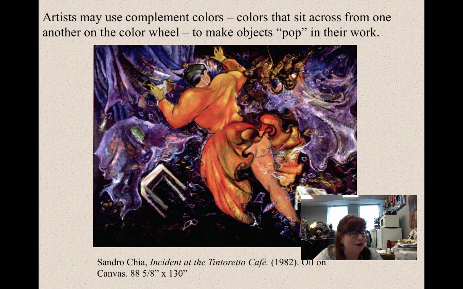And then sometimes artists actually will use complementary colors, colors that sit across from each other on the color wheel, to make objects pop out in their work. So this is Sandro Chia's Incident at the Tintoretto Cafe. And Sandro is using the bright orange against the blues and violets of the background to kind of make things pop out.